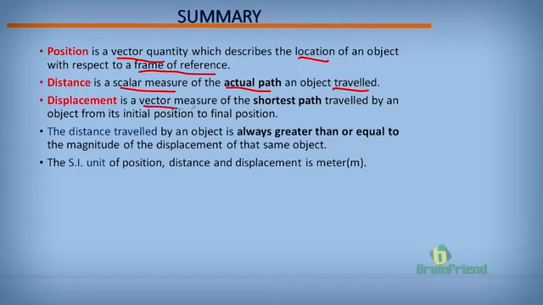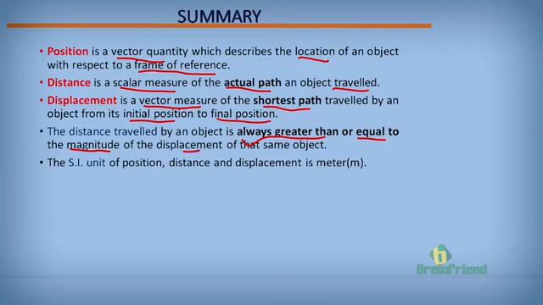Displacement is a vector measure. It takes magnitude and direction of the shortest path traveled by an object from its initial position to final position. The distance traveled by an object is always greater than or equal to the magnitude of the displacement. We said magnitude here because magnitude refers to just the size. The distance traveled by an object is always greater. It cannot be less than the displacement because distance is a total of the actual path taken. It's always greater than or equal to the magnitude of the displacement of the same object.